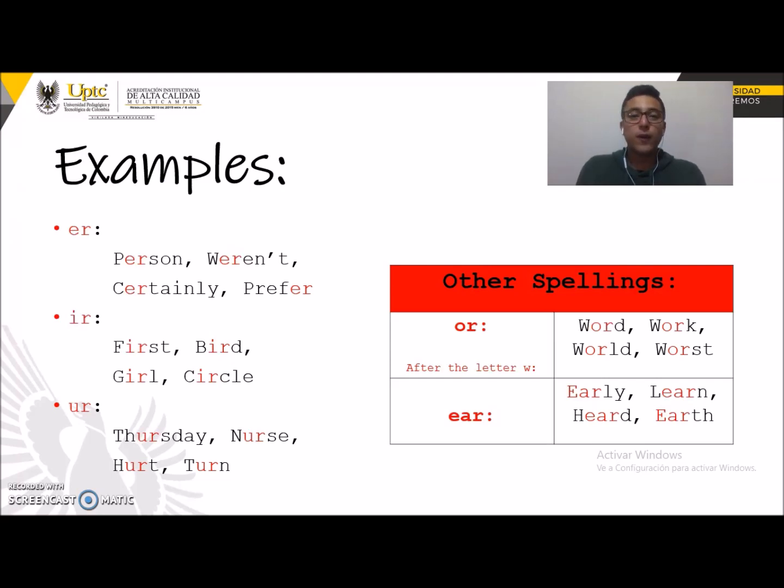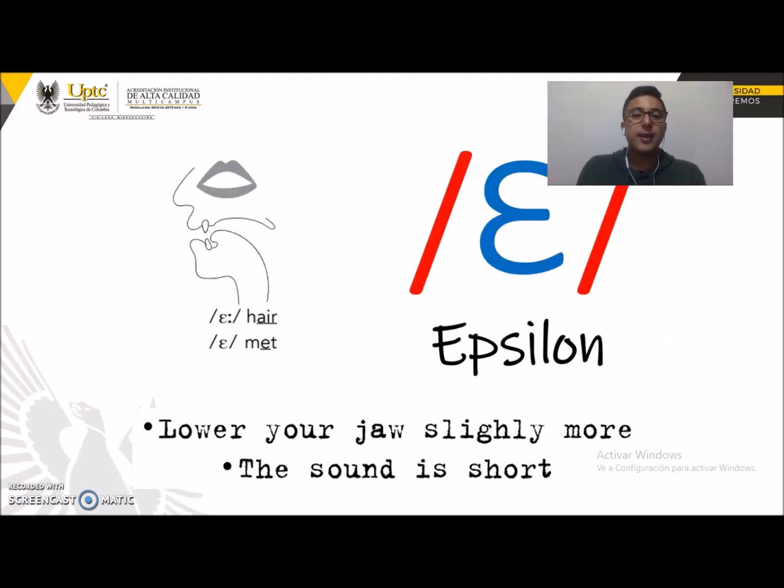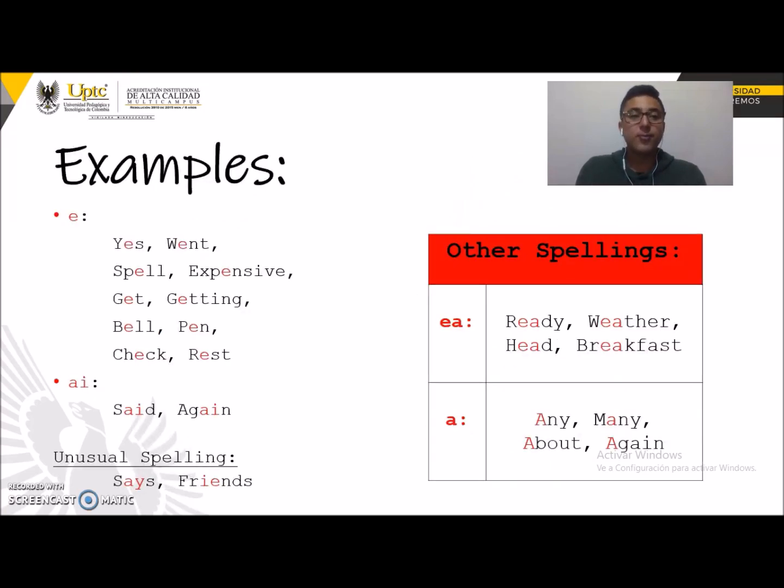Alright, so now we're gonna move on to the third one, which is epsilon. So there are only two characteristics here. So first up we have that you have to lower your jaw slightly more, and the sound is short. Some examples are yes, went, spell, expensive, get, getting, bell, pen, check, and rest. Then set and again. Unusual spellings like says and friends.